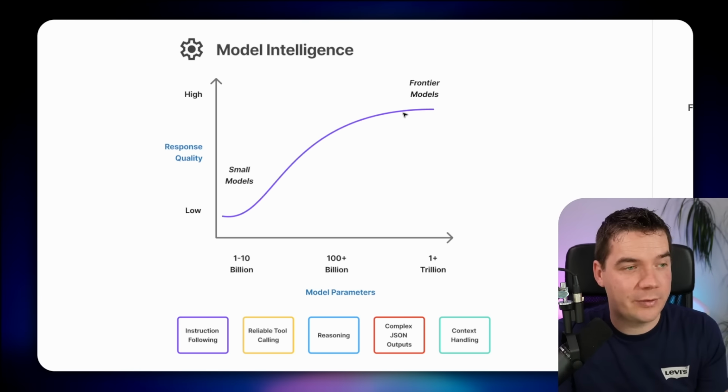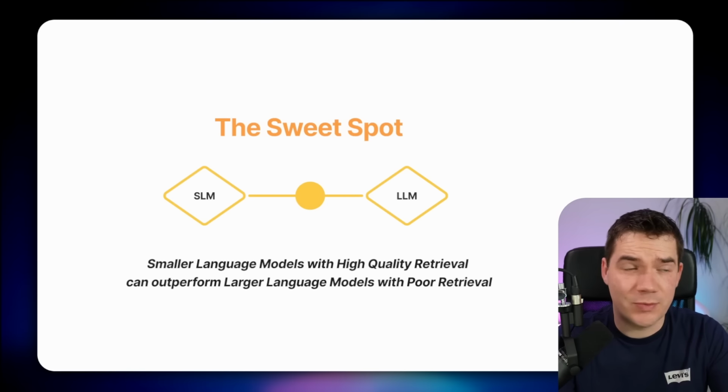That's why I think for RAG systems, there's somewhat of a sweet spot in between these small and frontier models. A model like GPT-OSS 120 billion, for example, really is highly capable and nowhere near as expensive as the likes of Claude Sonnet or GPT-5.